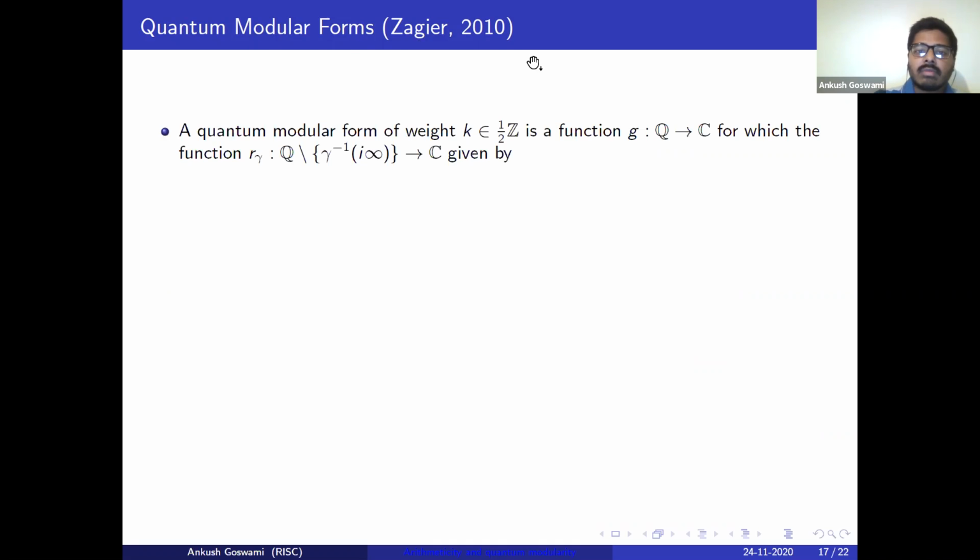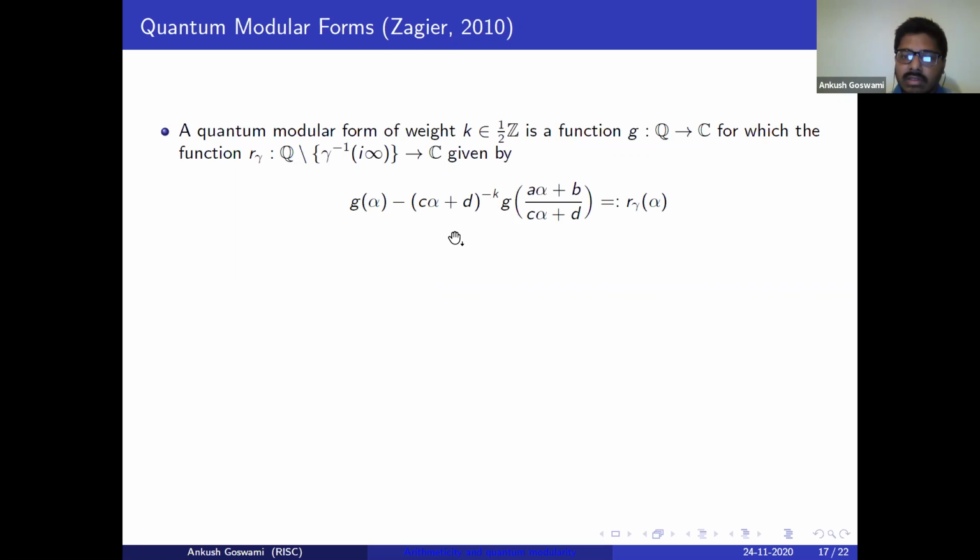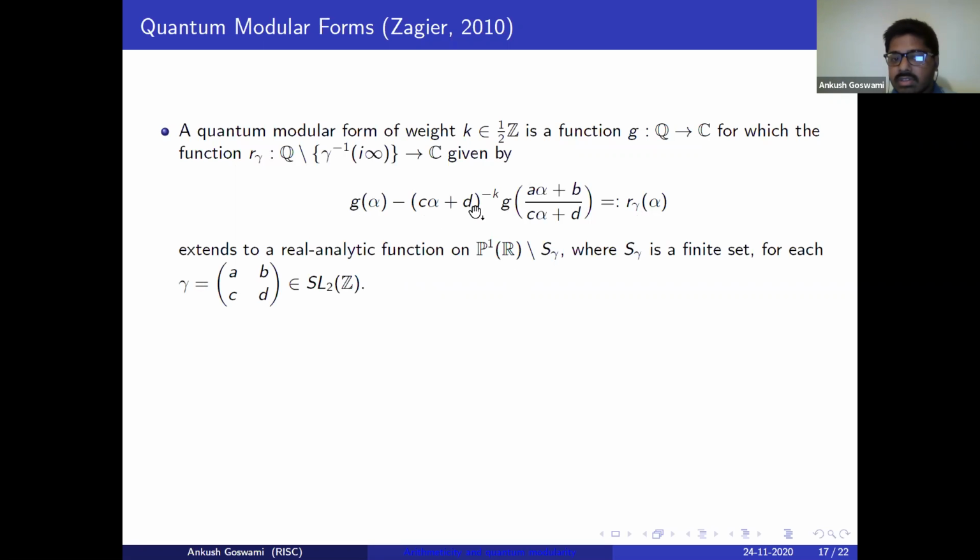So a quantum modular form of weight k, where this weight can be either an integer or a half integer, is a function g from the set of rational numbers to the set of complex numbers, for which this function R_gamma, which is given by this difference, the difference between g(alpha) and (c alpha plus d) to the power of minus k times g of this expression. So this is R_gamma(alpha), which is defined from Q minus gamma inverse of i infinity to C, should extend as a real analytic function on the projective real line, excluding a finite set of points. And this should hold true for each gamma in SL2(Z).